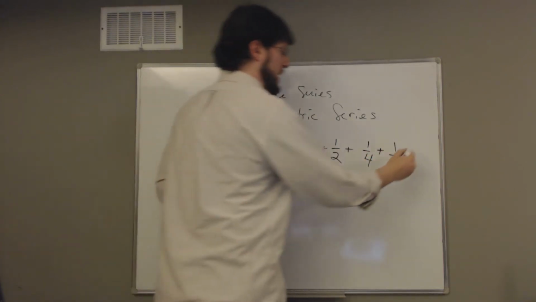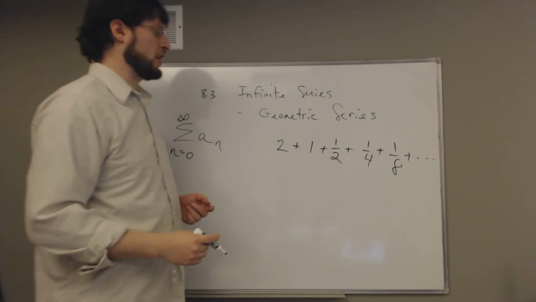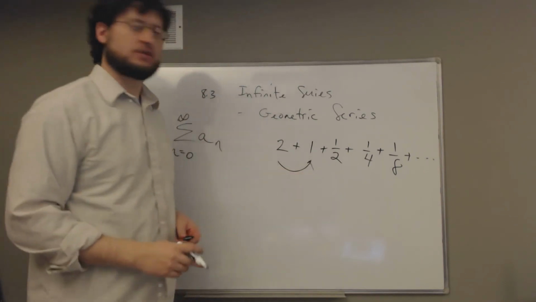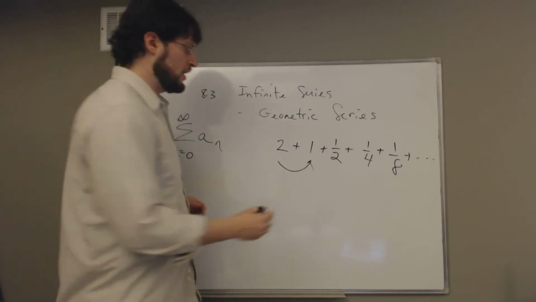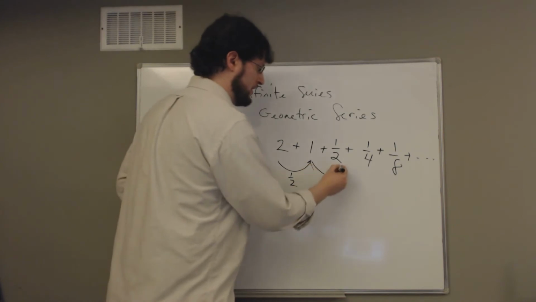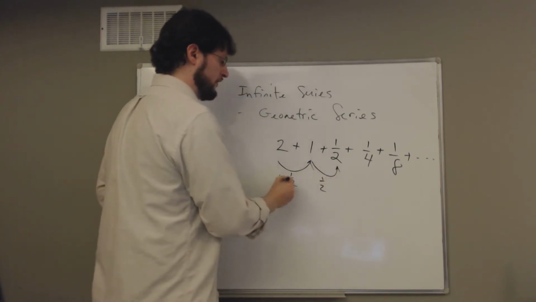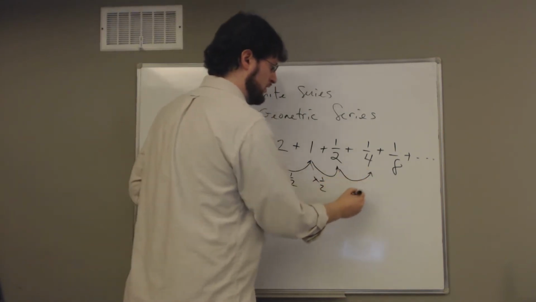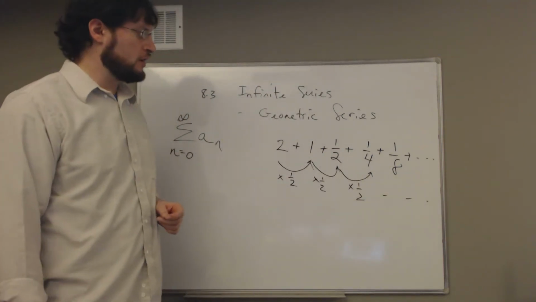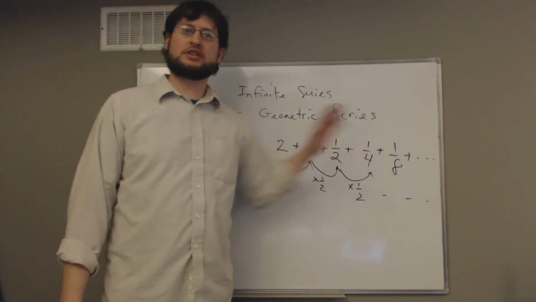Let's notice what happens each time. I start at some value. How do I move from one value to the next? Well, I divide by 2. I multiply by 1/2. As I go from here to here, I multiply by 1/2. As I go from here to here, I multiply by 1/2. And so on and so on. So this is a geometric series.